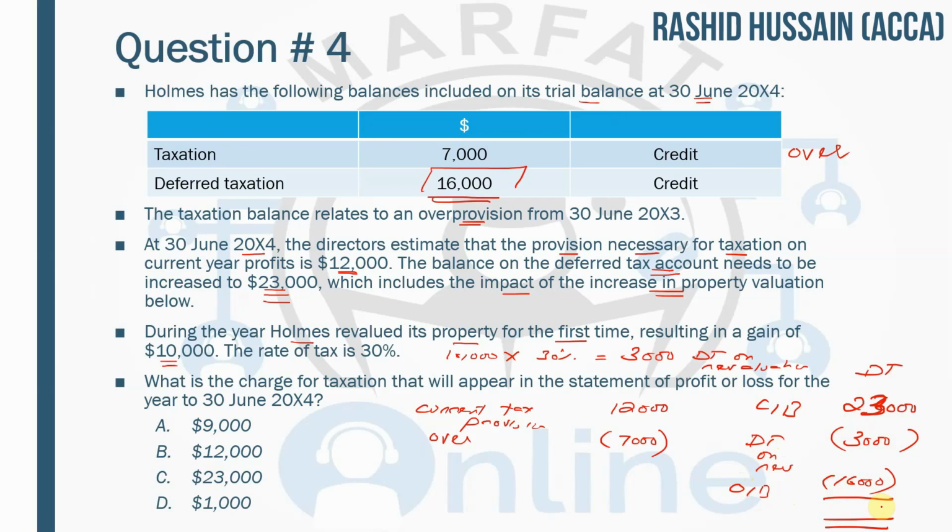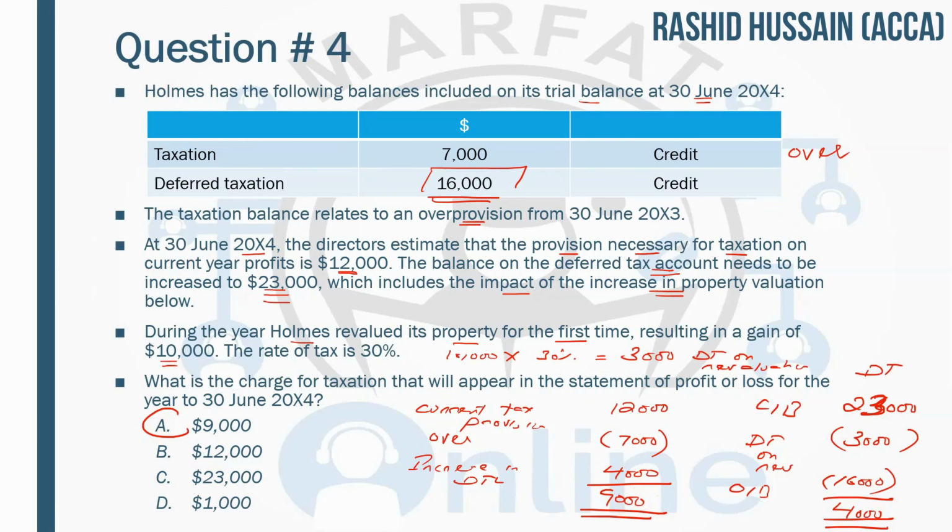So we have the closing deferred tax of 23,000, I'm using my calculator, minus 3,000, which is the deferred tax on revaluation, minus the opening balance of 16,000, which is 4,000. So 4,000 is the net increase in deferred tax liability. So 12,000 plus 4,000, 16,000 minus 7,000. So 9,000 is the tax charge that will be recorded in the statement of profit or loss.